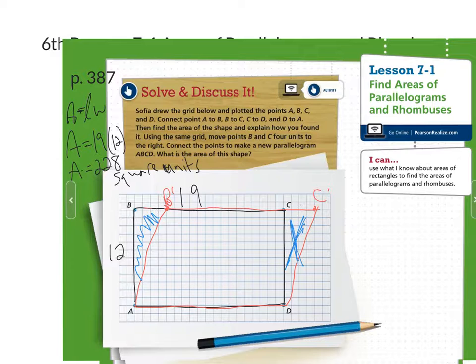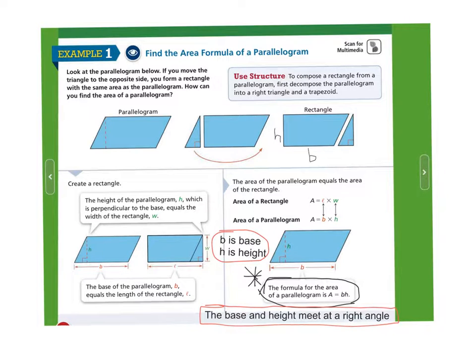And this will bring us into our formula we'll talk about for the area of a parallelogram, which is to take the base times the height. So example 1 just kind of talks about what we were just mentioning.